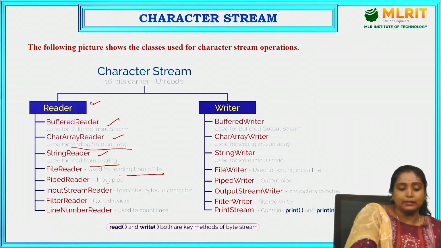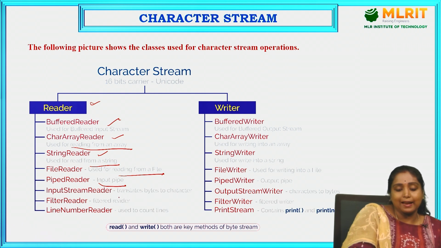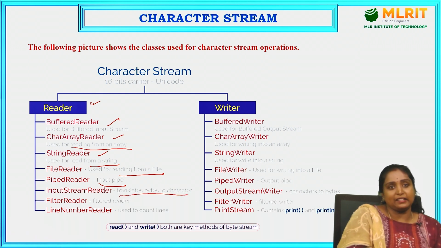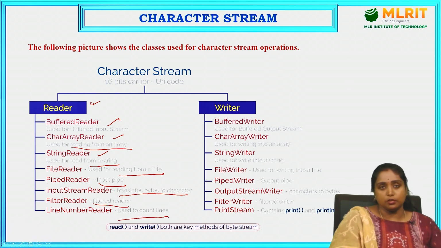PipedReader is for piped input. InputStreamReader translates bytes to characters. FilterReader is a filtered reader. LineNumberReader is used to count the number of lines.